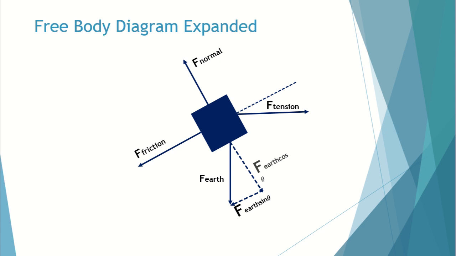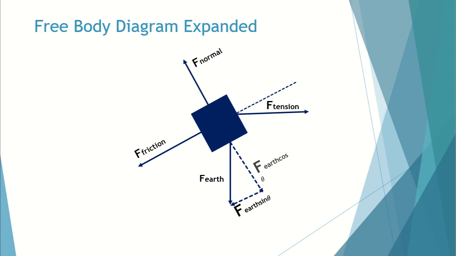So here I have a free body diagram and this is an expanded one because as you can see I have the dotted lines which I know are not supposed to be in the real one. But there's a normal force in the perpendicular direction, and then there's the friction going against the motion in the parallel direction of the motion of the block.